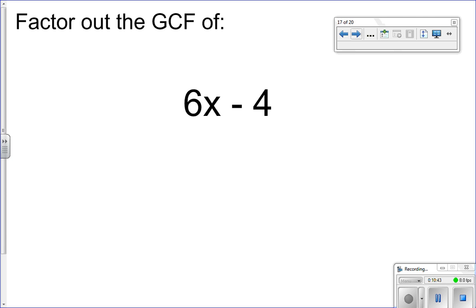So the greatest common factor of 6x minus 4 is 2. If I take 6x and divide it by 2, 6 divided by 2 is 3, and I'm left with the x. And then minus 4 divided by 2 is just 2. So the answer is 2 times 3x minus 2.